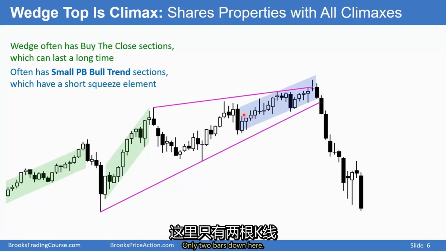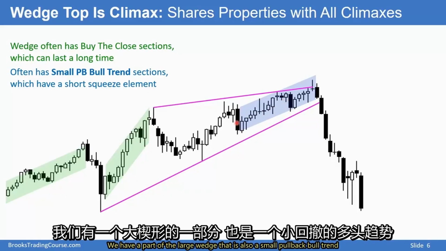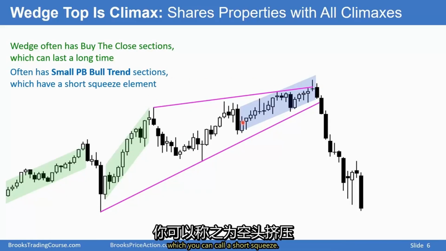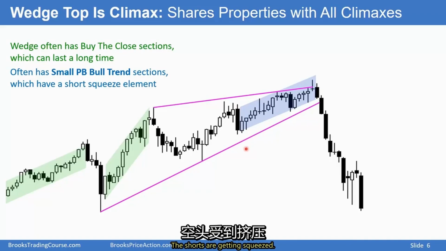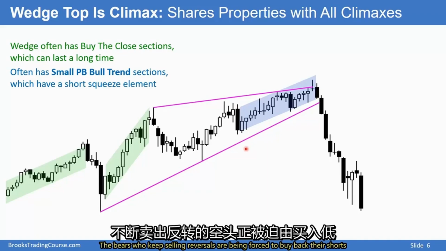At this point, look at the pullbacks. Only 2 bars down here, 1 bar here, 1 bar here, 2 bars here. We have a part of the large wedge that is also a small pullback bull trend, which you can call a short squeeze. The shorts are getting squeezed.